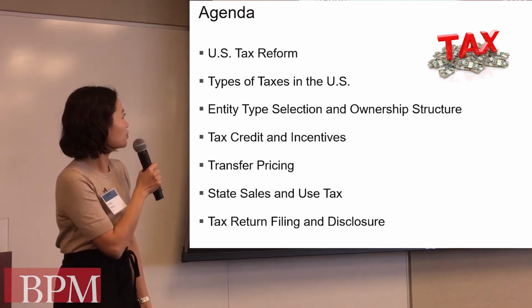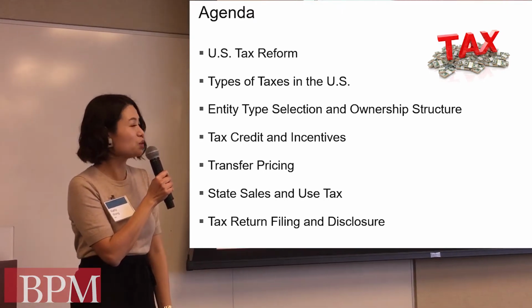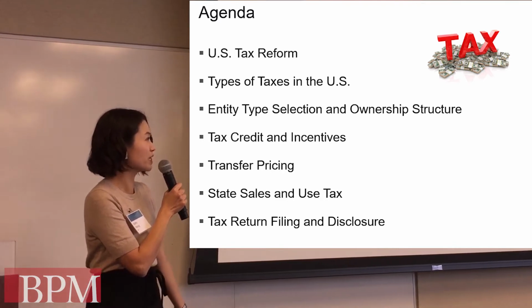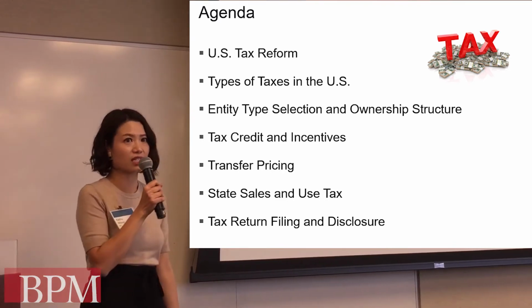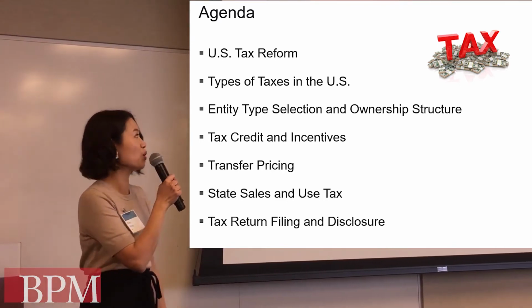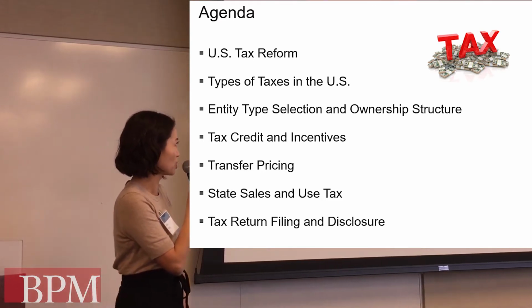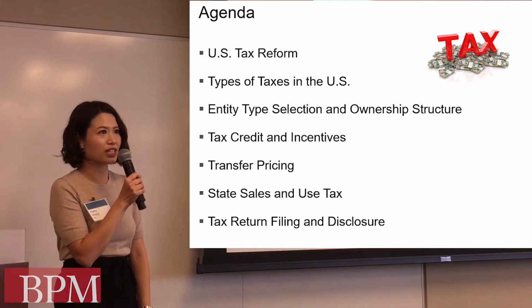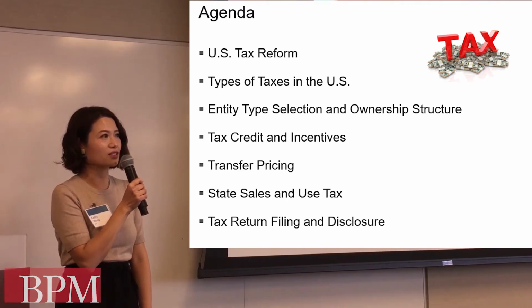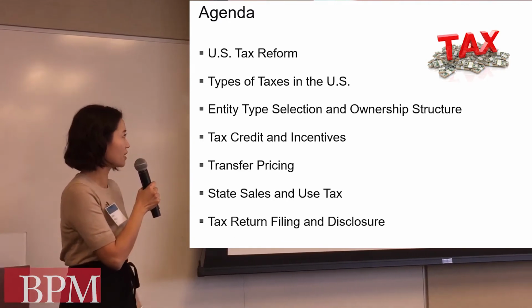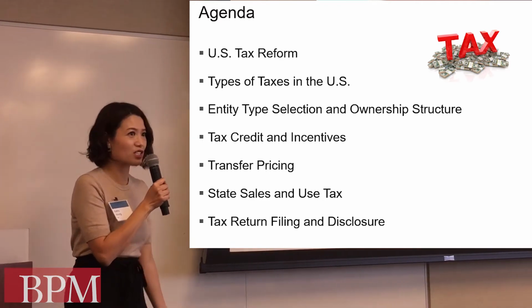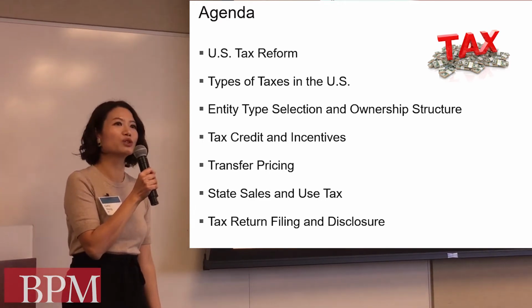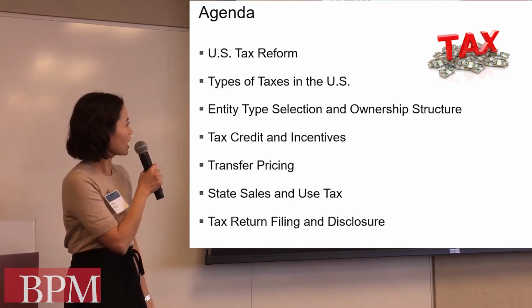When new companies come to the US, the first thing they need to find out is what kind of entity type they should use to set up in the US. So we'll go over that a little bit with the ownership structure. Once the company is operating and doing business in the US, then you need to worry about some tax credits and incentives to help reduce your taxes. So we'll go over that.